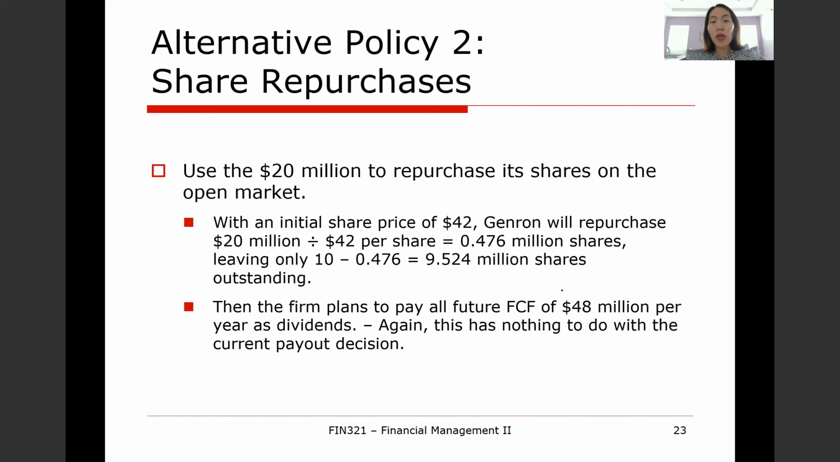So the company will take that $20 million excess cash and go on the market and use up that cash to buy back its own shares. How many shares can the firm buy back? Right now, before any payout is made, the pre-buyback stock price was $42 per share, as we have seen in the setup earlier, right?